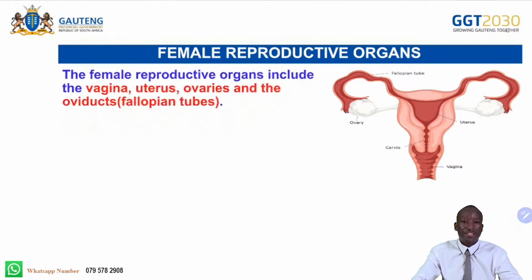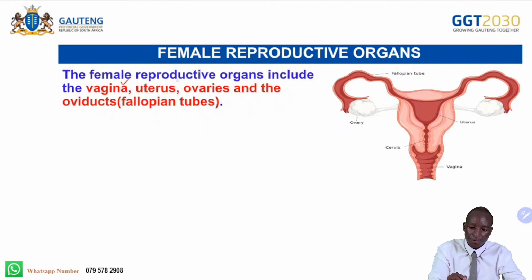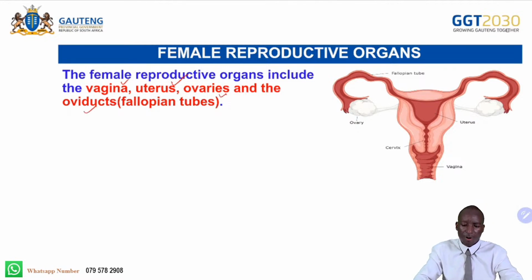What is it responsible for? Before looking at its functions, we look at the organs which make it up. In detail, these include the vagina, uterus, the ovaries, and the oviducts. The oviducts are the ones which are called the fallopian tubes. So once you see or hear us talk about fallopian tubes, we are talking about the oviducts. We're going to be looking at the functions of these as we move on.